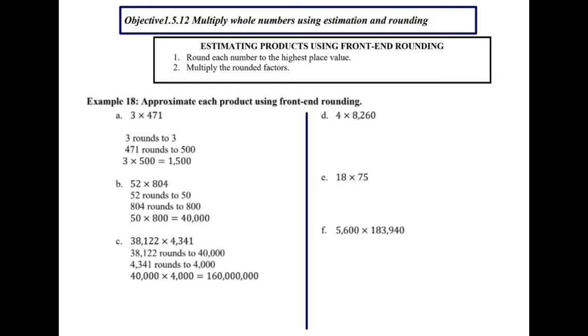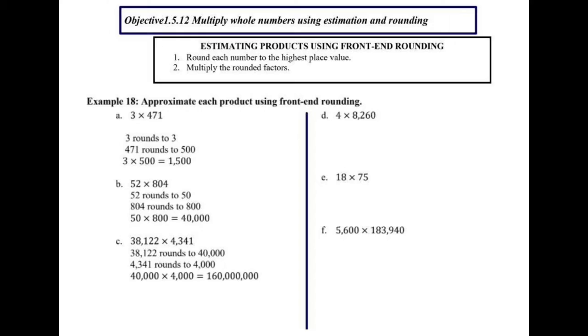Okay, so now we've talked about estimating and rounding, and you could usually choose which method you want to use, but we're going to use exactly what they ask us to when they ask us. So in this particular case, we're going to use front-end rounding because that's what they ask. Okay, so round each number to the highest place value and multiply the rounded factors.